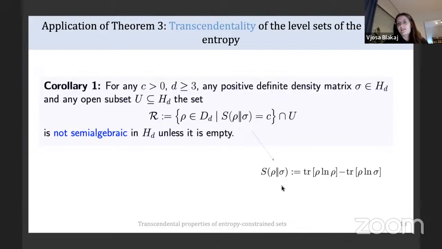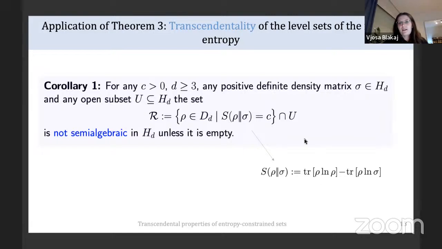And since relative entropy contains in its definition the von Neumann entropy, which is basically the H function that I talked about earlier, here I consider any positive definite density matrix sigma. So I'm fixing an arbitrary sigma here and varying over rho, so I fulfill the conditions of my previous theorem.